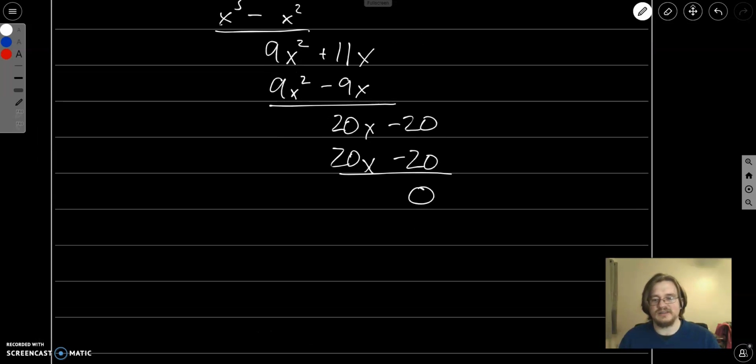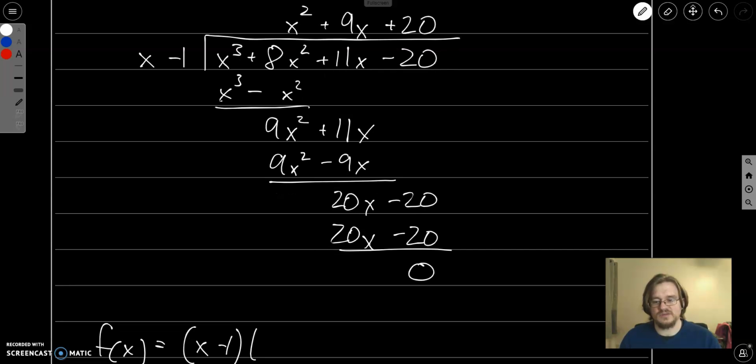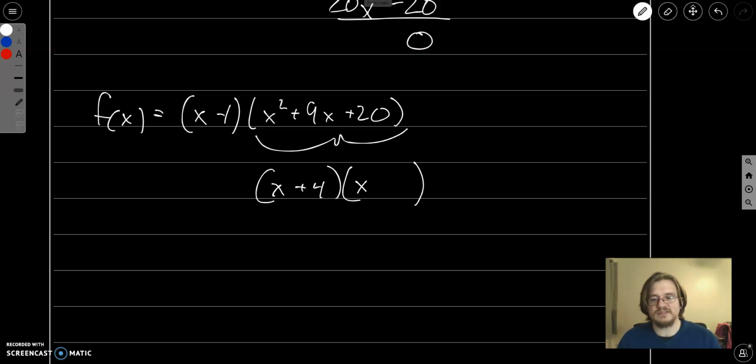So let's write this down. Our polynomial, what we originally had, is now going to be x minus 1 times the quotient, x squared plus 9x plus 20. And the nice thing here is that this polynomial factors pretty easily. If we look at this, this will be x plus 4 and x plus 5. Why? 4 times 5 is 20, but 4 plus 5 is the 9.